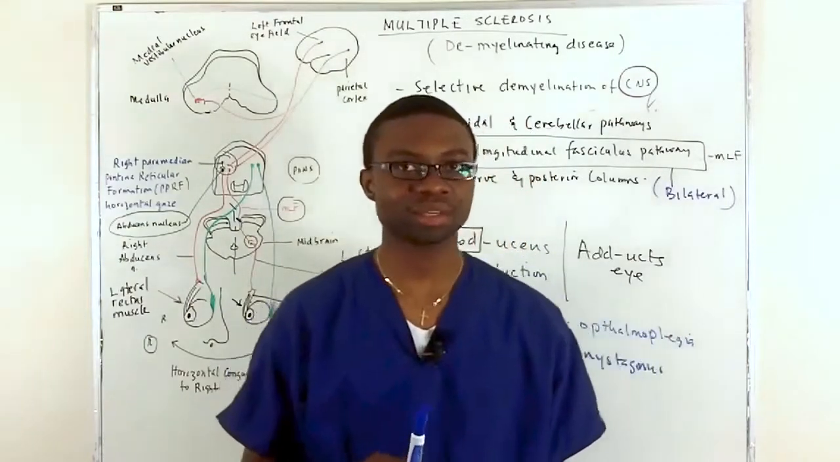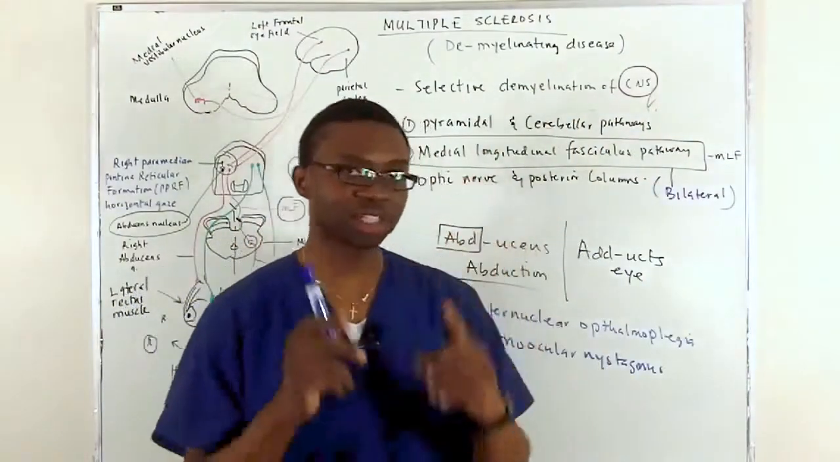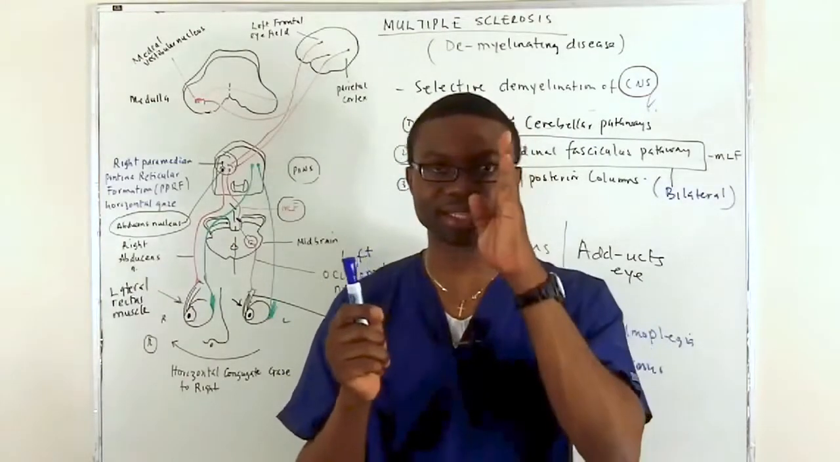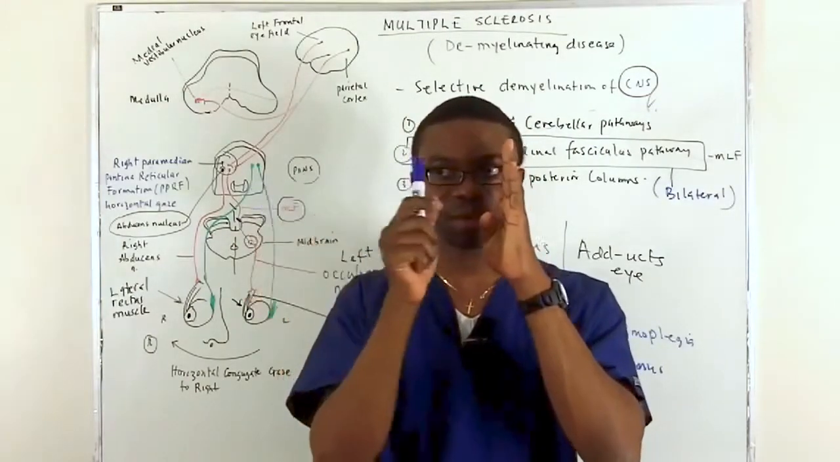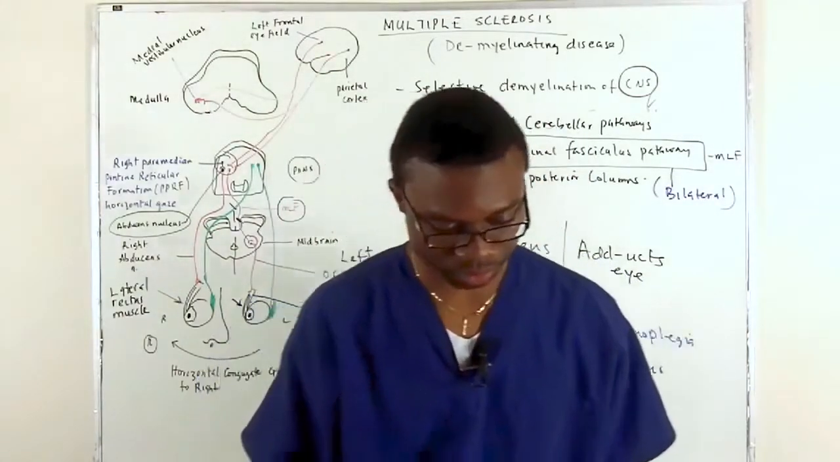If you see their eyeball going this way and coming back and trying to move back to the center, that's called nystagmus. So when the patient has multiple sclerosis, one single eye will try to go back to the other eye to try to correct it. Remember, this eye is not going to move when I tell them to go to the right, because it's going to try to correct it and come back to the middle.